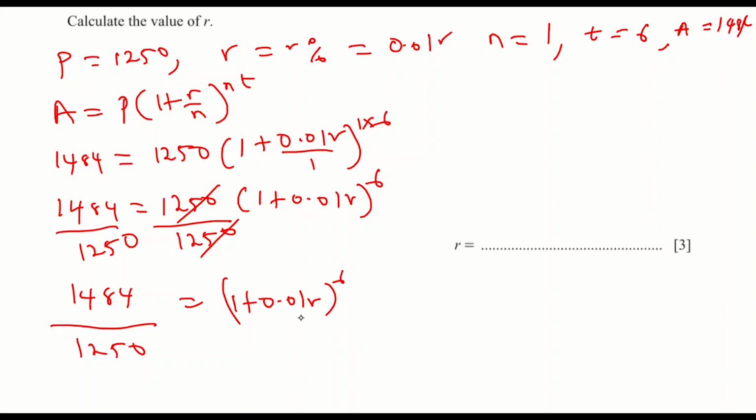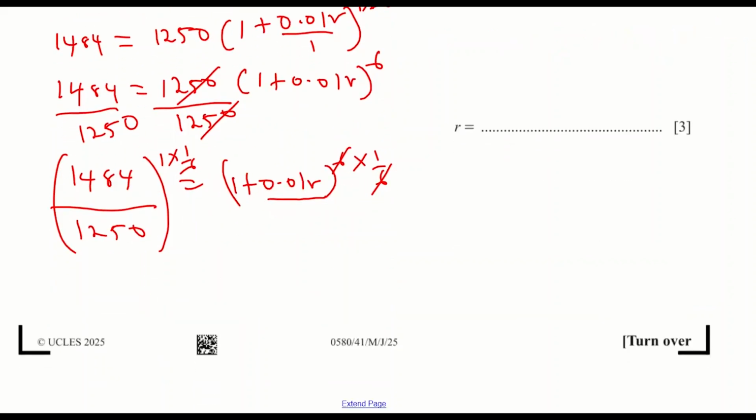I want to find the value of R, so I need to let go of this power of 6. I can multiply both sides, as in the powers, by 1 over 6. The power here too should multiply by 1 over 6. So this will eliminate this. Let's scroll down a little bit.